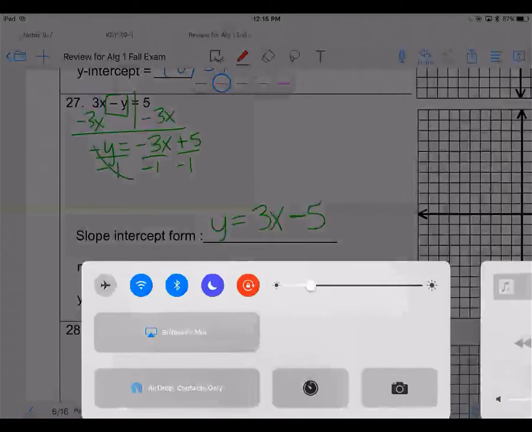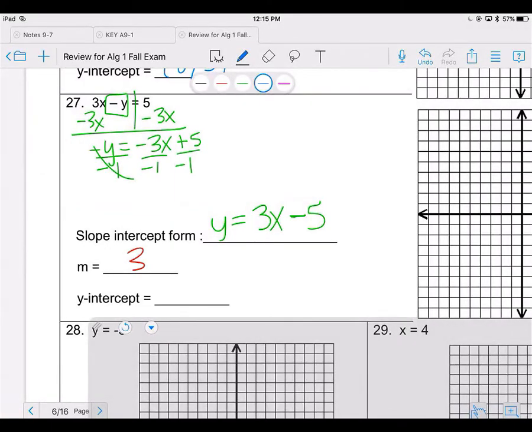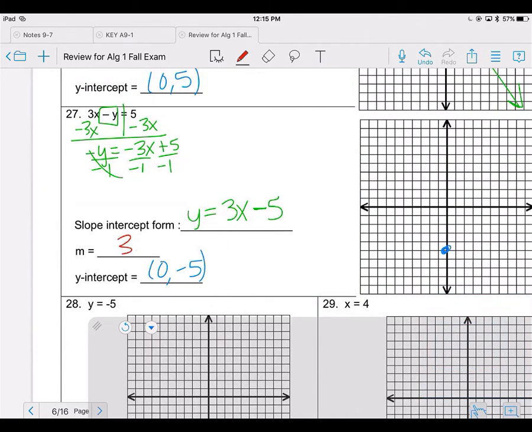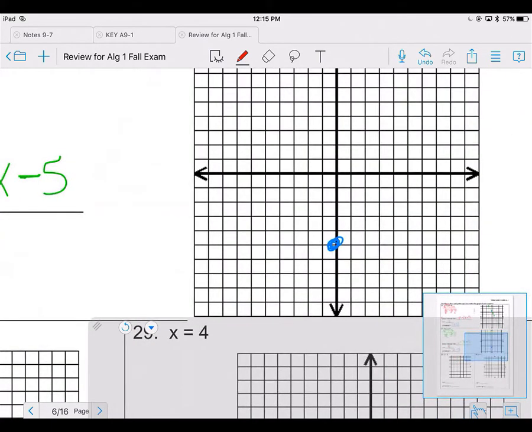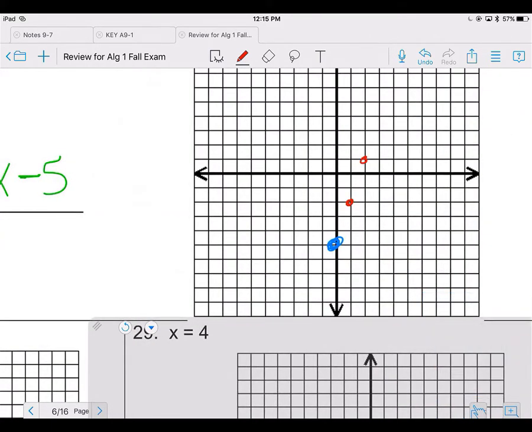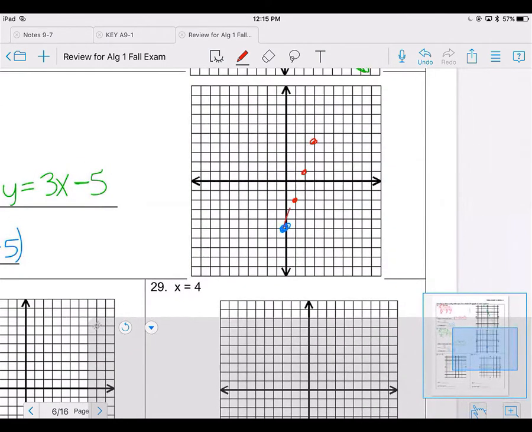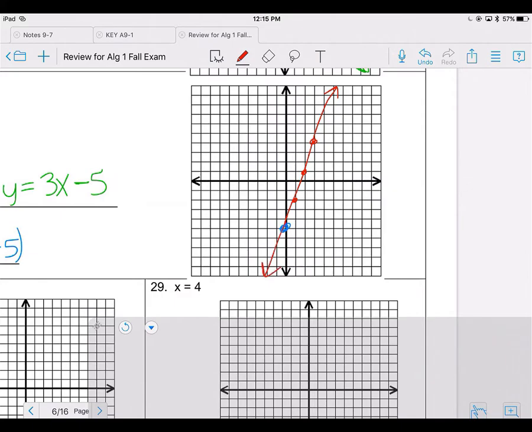So my m goes with x. My y-intercept is what follows. So negative 5 as b means we start down 5 on the y-axis. And then my slope is 3. So I go up 3, right 1, up 3, right 1, up 3, right 1. And then graph my line.